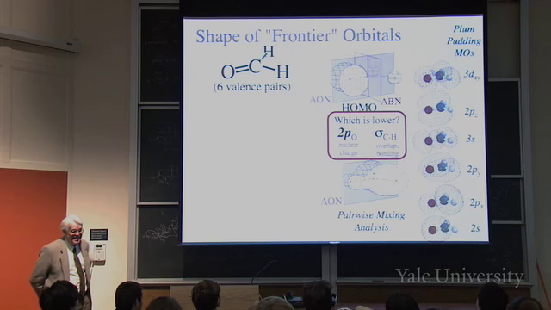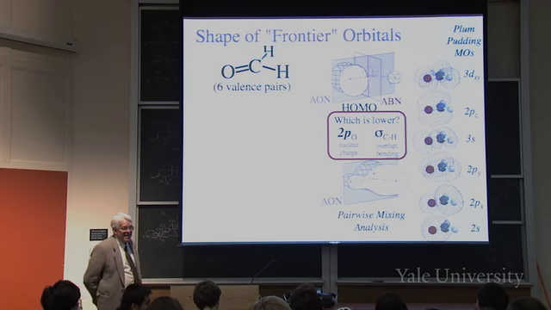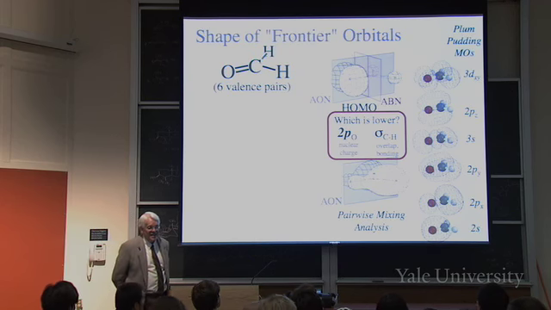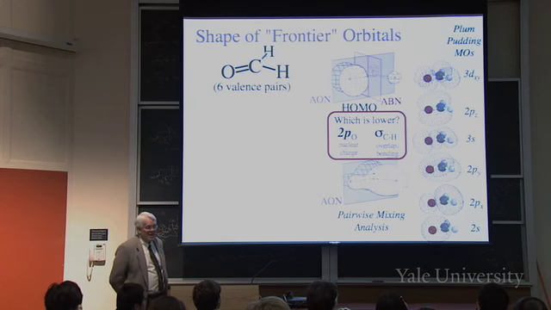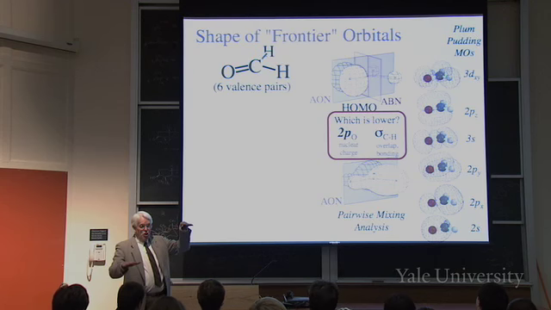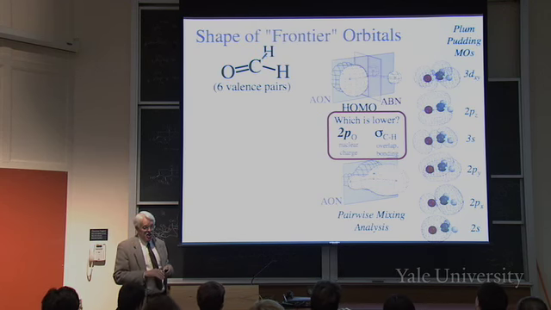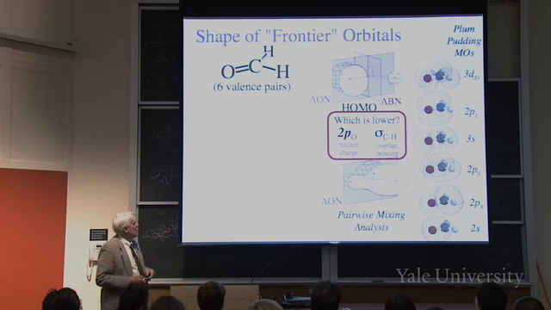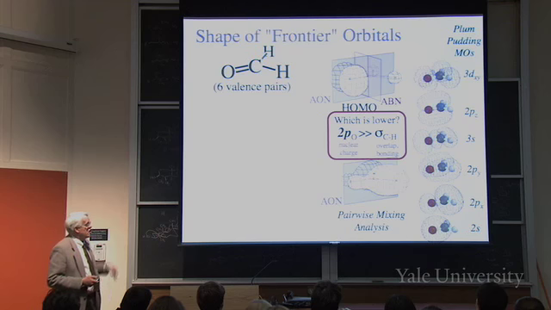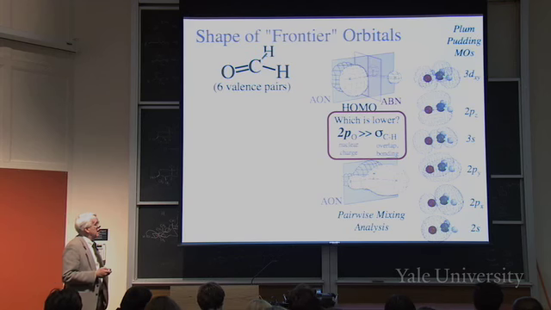Angela? Sigma CH is lower because the one on the bottom has less nodes than the one on the top. Right. So it's lower. The favorable combination, which looks mostly like the lower one, looks mostly like CH. And the unfavorable one, the one that went up, looks mostly like O. So clearly the sigma CH is lower in energy than the 2p of oxygen.